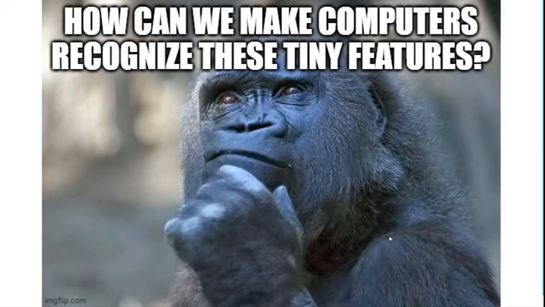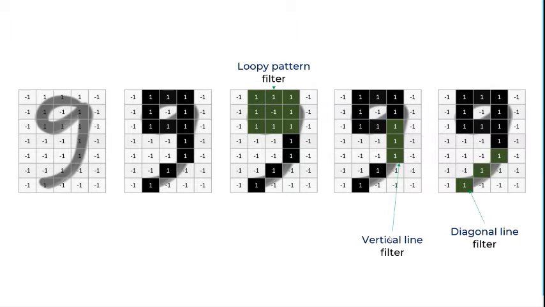So how can we make computers recognize these tiny features? We use the concept of a filter. In the case of 9, we have 3 filters. The first one is the head, which is a loopy circle pattern. In the middle you have a vertical line. In the end you have a diagonal filter.